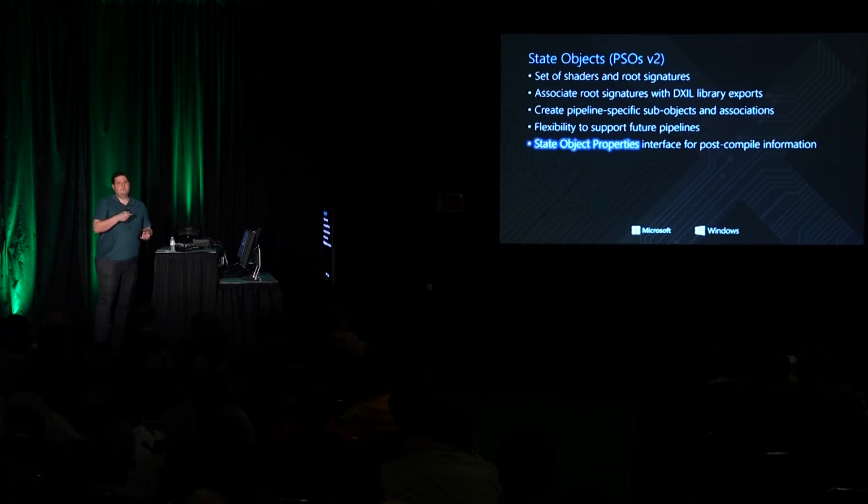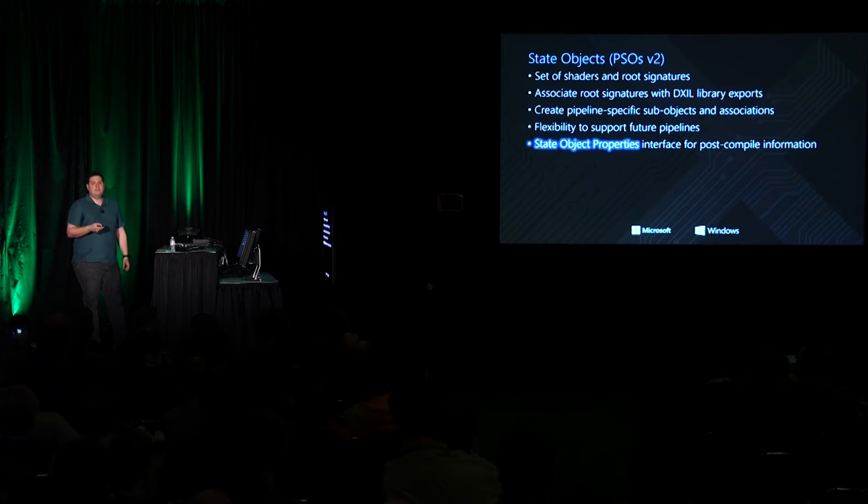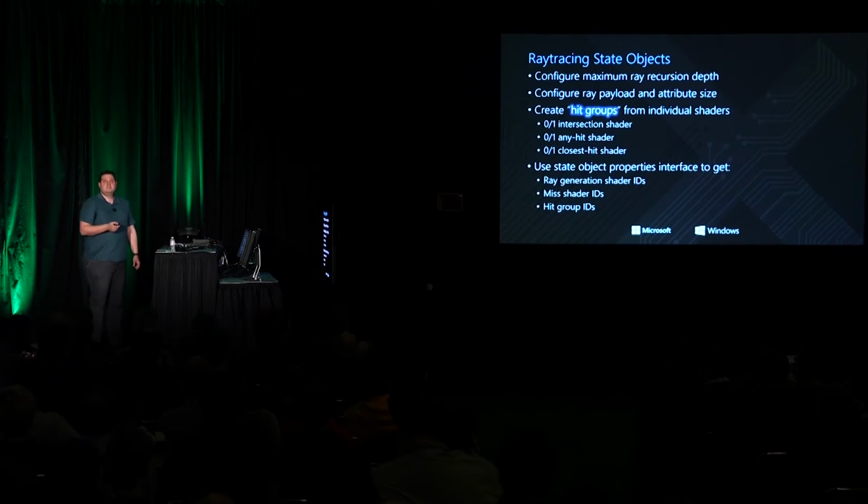Finally, once you've compiled those state objects with the driver, you can get the state object properties interface to reflect data back about those state objects, for example, the shader IDs. So let's talk about ray tracing state objects specifically. There's various properties of the ray tracing state object. You can configure the maximum ray recursion depth. You can configure your maximum payload and attribute size. And this is also the mechanism by which you specify your individual hit groups.